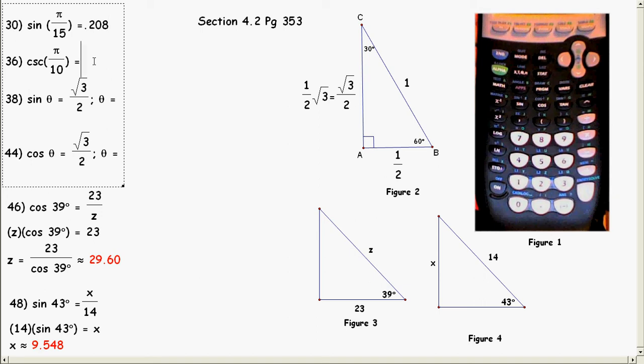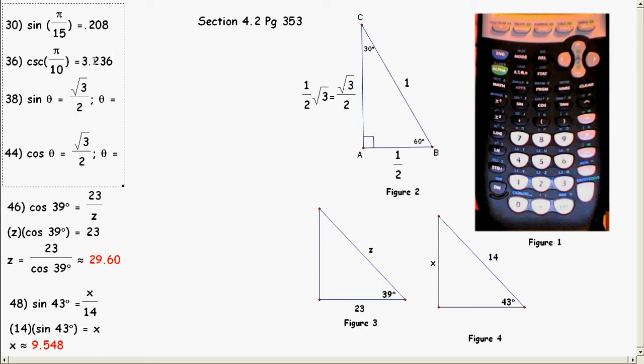Going now to cosecant pi over 10. Remember, cosecant is the reciprocal of sine. So we are going to go 1 divided by sine, and again, that's a paren, pi, divided by 10, close paren, hit enter. And we should get 3.236. Okay, so that's using the calculator and estimating to the third decimal point.